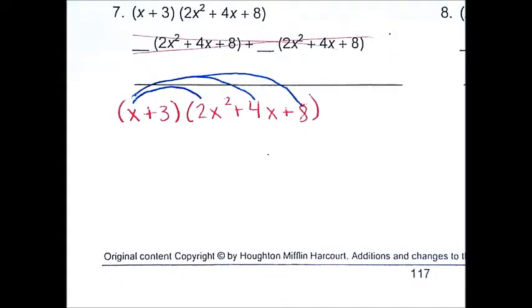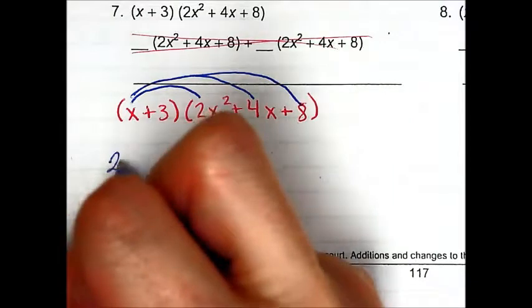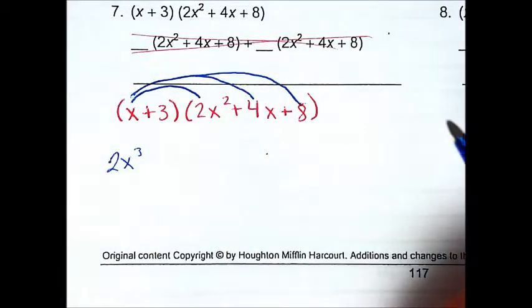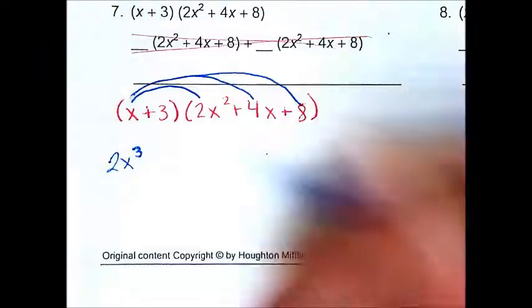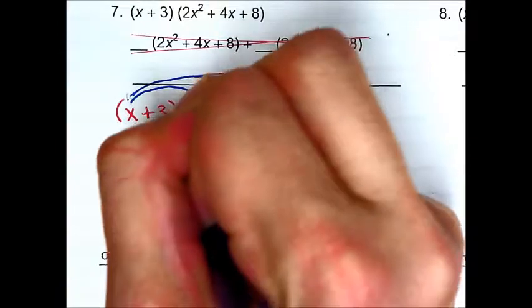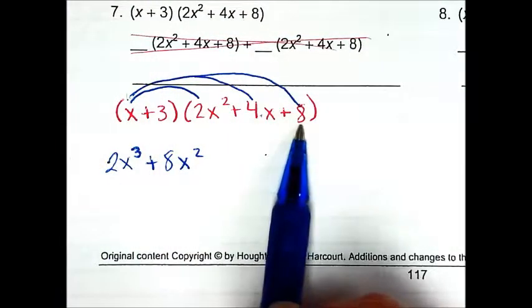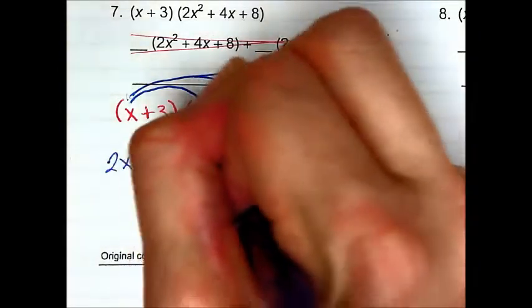times everything. So I need to do x times 2x squared. That's 2x to the third. Okay, sorry, my 3 doesn't look very good. And then I need you to do x times 4x. That would be 4x squared. And then I need you to do x times 8, which is 8x.